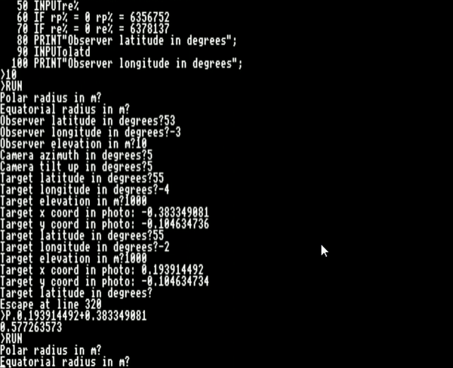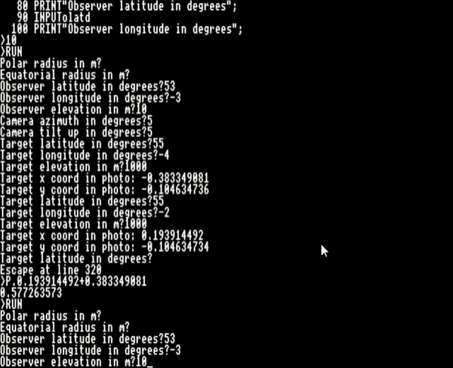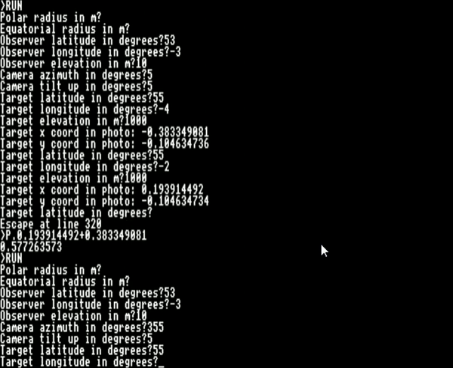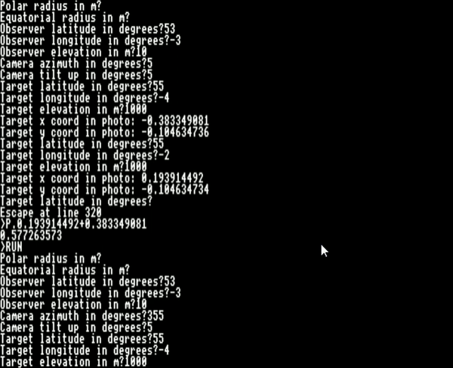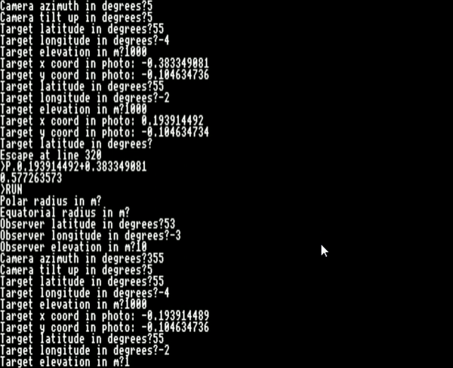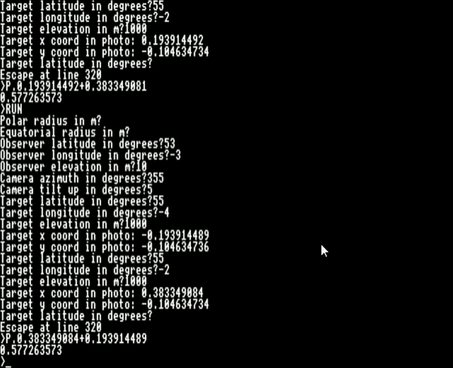Again, 53 minus 3, 10, 355, 5, 55 minus 4, 1000, just 1000, not 10,000, and 55 minus 2, 1000. Two figures, and again we have a positive number for the more easterly one and a negative number for the more westerly one. We just add the magnitudes to get the angle between them. No change.